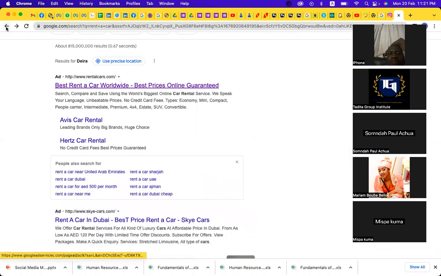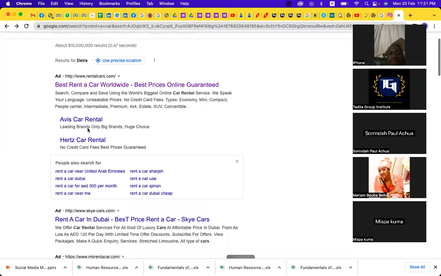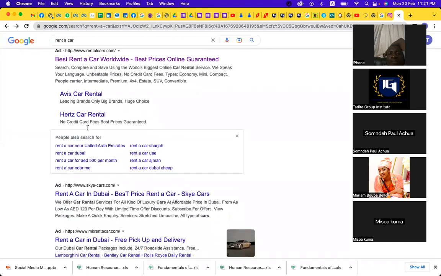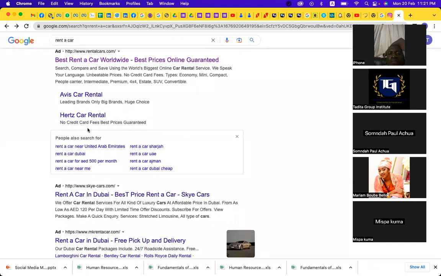But if I just type the search term and I don't click on any paid ad, Google is not going to charge these companies for that search result. Okay, so that's the meaning of PPC. PPC simply means pay per click. So the companies only pay when someone clicks on their ad. I hope that is clear.